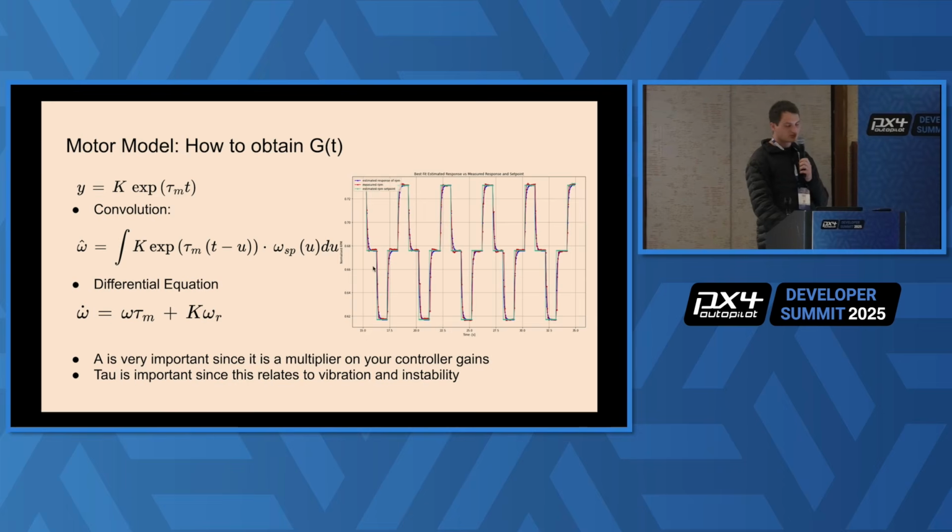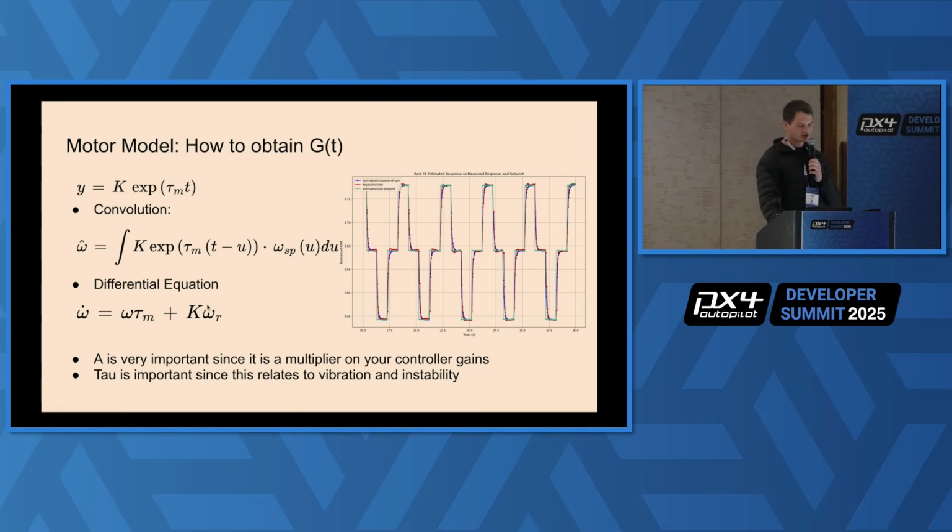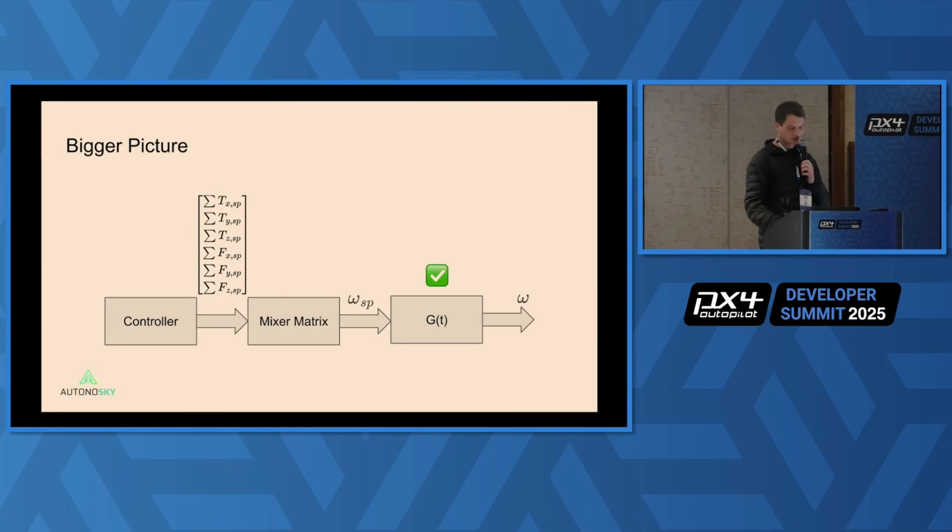It's also important that you normalize your experimental data so that your RPM measurements and set points are normalized between 0 and 1. And then here I added the differential equation for this first order impulse equation. It's not of use right now, but we'll come back to it. So that then ticks the first box, which describes how our motor reacts when it receives a normalized rotational velocity set point. So we can now move on to our mixer matrix.